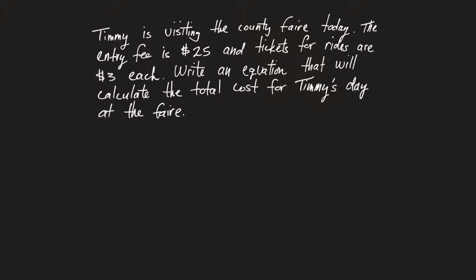I'm going to start with T, not for Timmy, but T is going to be the total cost. So we have T is equal to, now what we have is we have two things. One thing we have is, and I'm going to choose a different color here, we have the $25 and we have the $3 each. Okay, we got these two things.